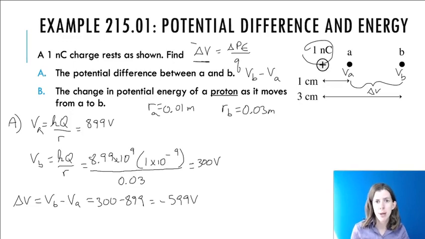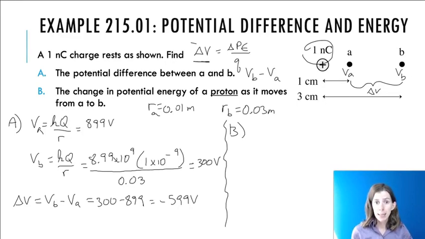Always make sure that your answer makes sense. Does it make sense that the potential difference is negative? Well, from A to B, you're going to lower potential. So it is a negative potential difference. Let's look at part B. Hopefully, you know which equation is relevant. Think about it. It's going to be the equation that we mentioned earlier.